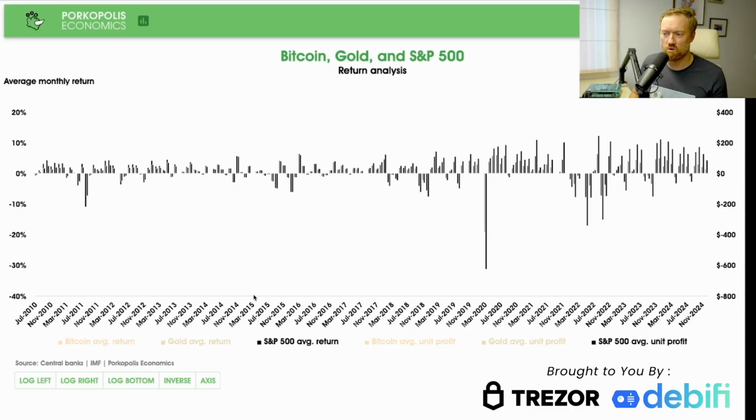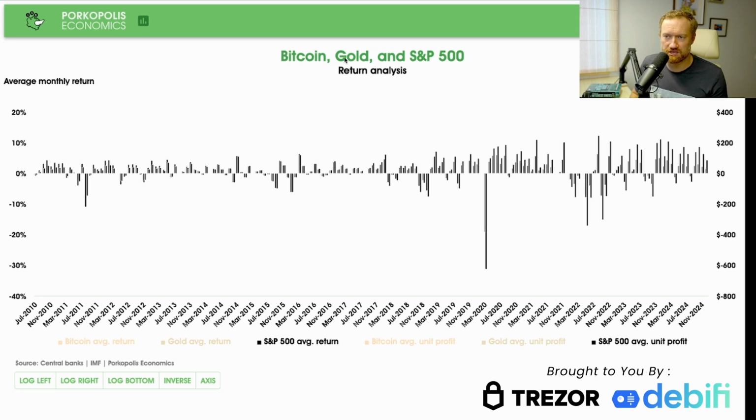Follow-up on the Bitcoin versus S&P 500 analysis that I did yesterday. I have another chart to share. It's a little bit wonky, but I think that it will do the job. We got two axes here. It's going to be all columns today.